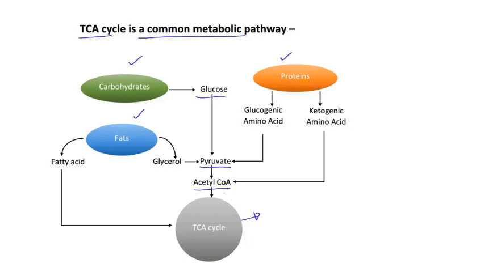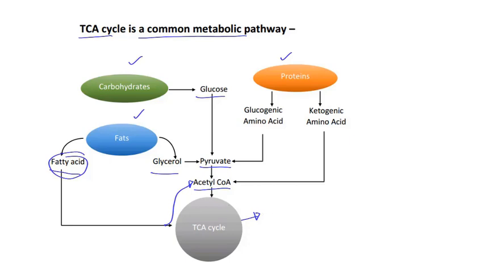On the other hand, fatty acid and glycerol come from fat. This glycerol produces pyruvate, which produces acetyl-CoA, and this acetyl-CoA enters the TCA cycle. On the other hand, fatty acid produces acetyl-CoA, which enters the TCA cycle.